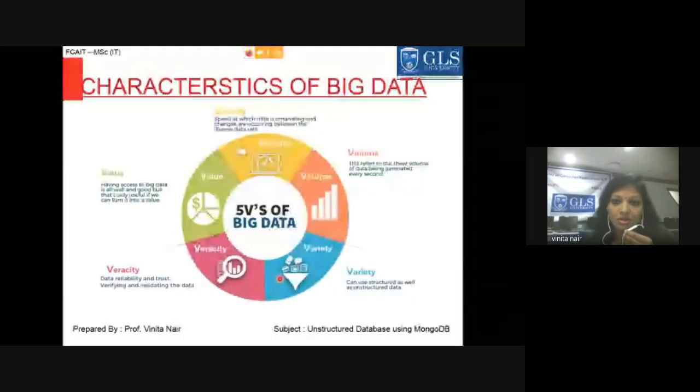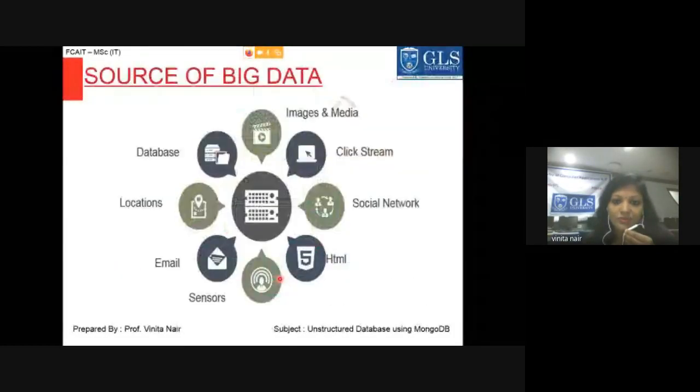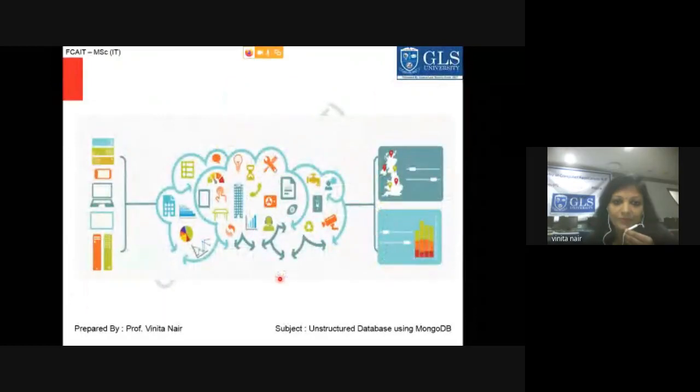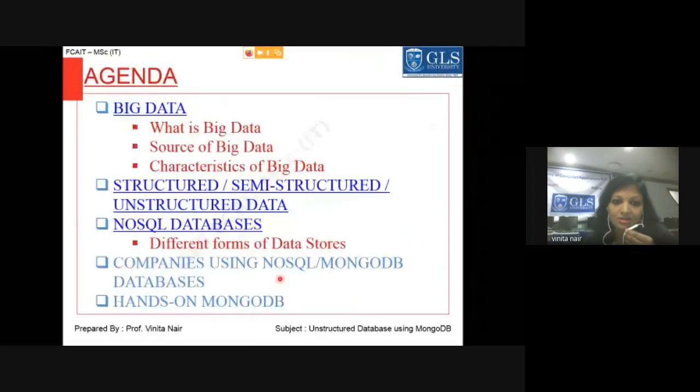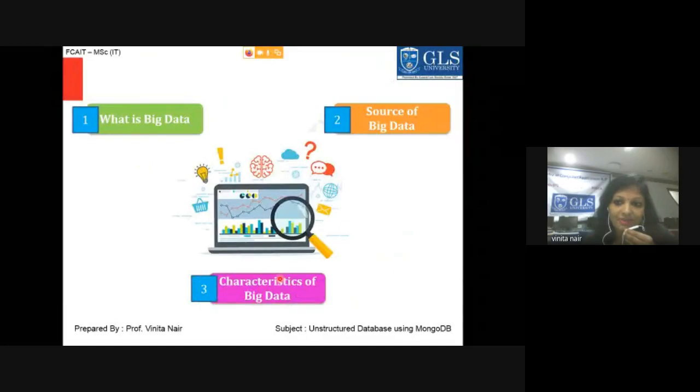Okay, so this is what we have to discuss on the first slide, which I had mentioned: what big data is about, what the different sources of big data are, and the characteristics of big data. Okay, now somebody can summarize quickly. Anybody can summarize what we discussed? We discussed what is big data, then the sources of big data and characteristics of big data.